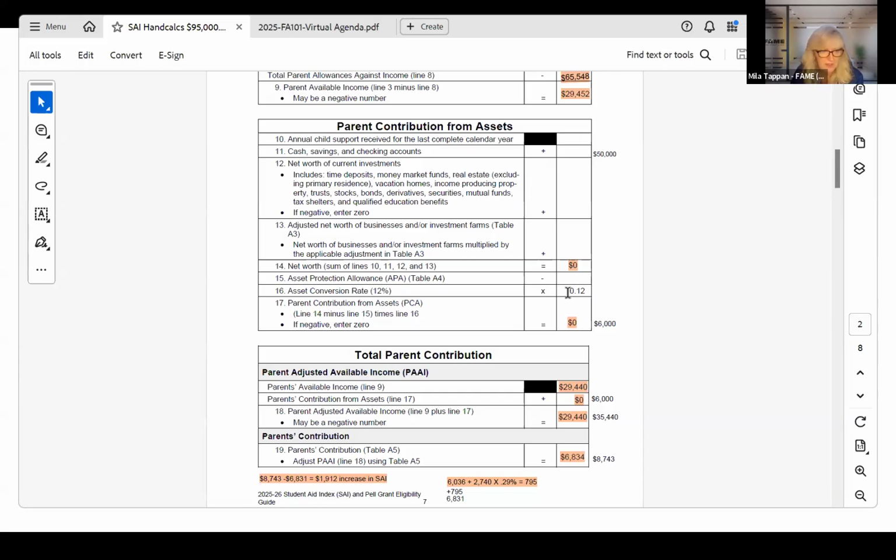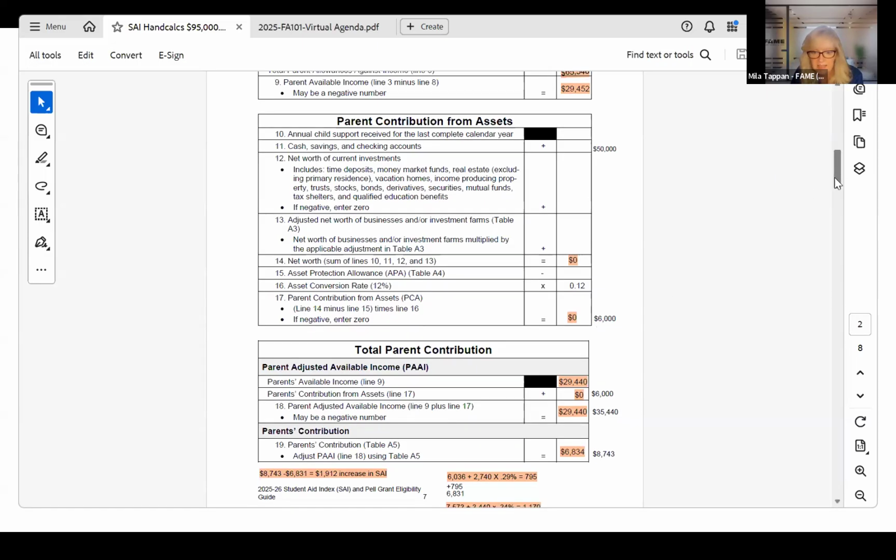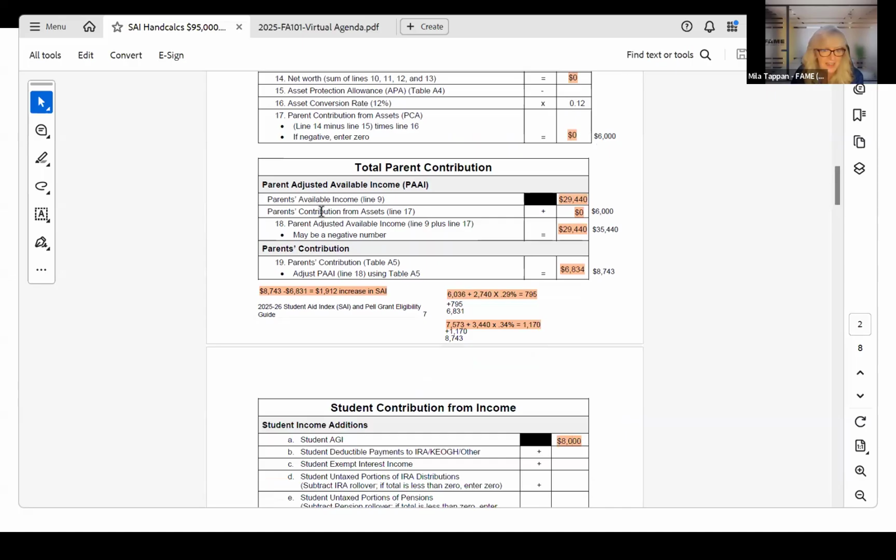This is confusing, and when I first was doing this formula, I thought parent assets counted even less. So we're going to take the 50,000 and multiply it by 12%, which is going to give us 6,000, but we're not done yet, okay? So hold tight. It's not a $6,000 addition to the bottom line like it was for the student. Instead, we're going to take that available income and add it to that. So then that parent adjusted available income becomes 35,000.